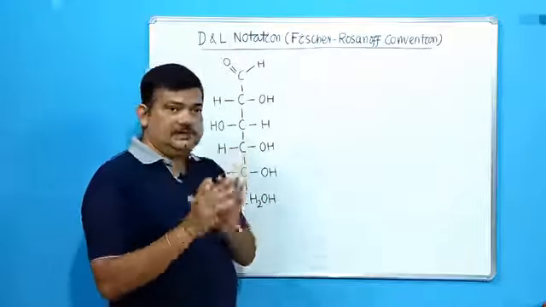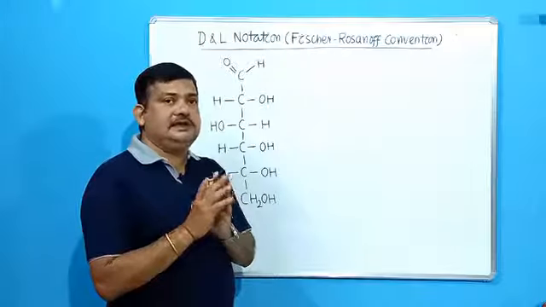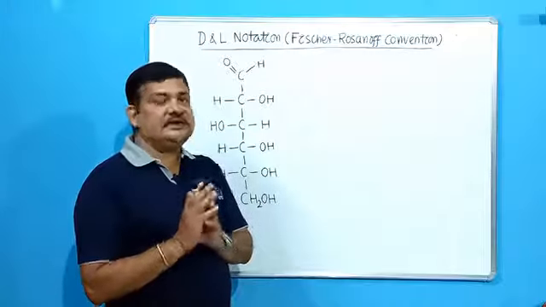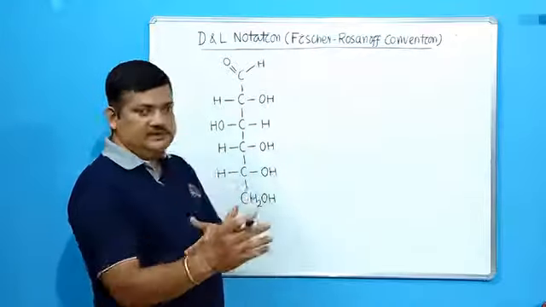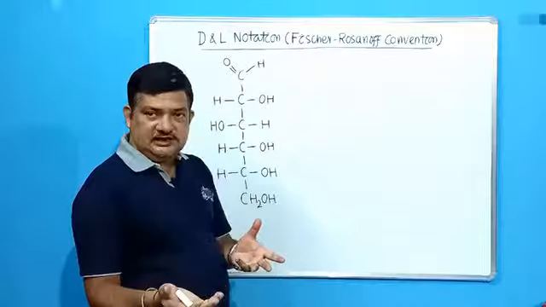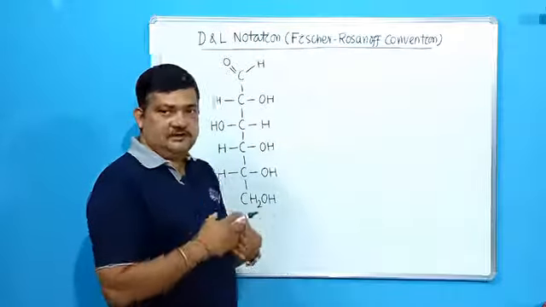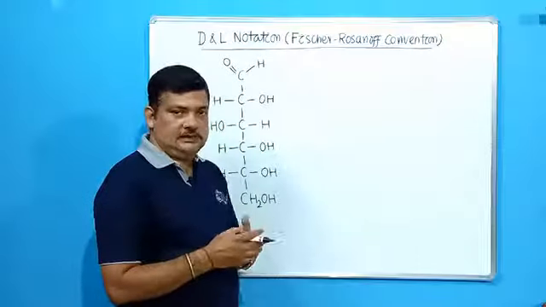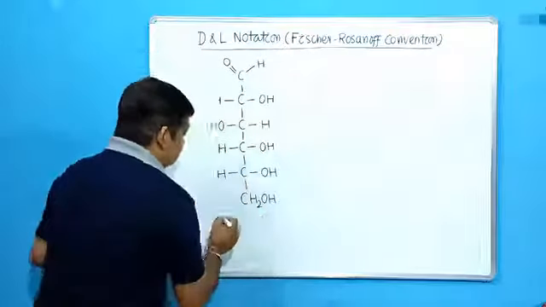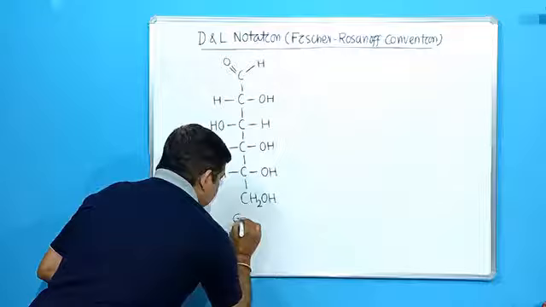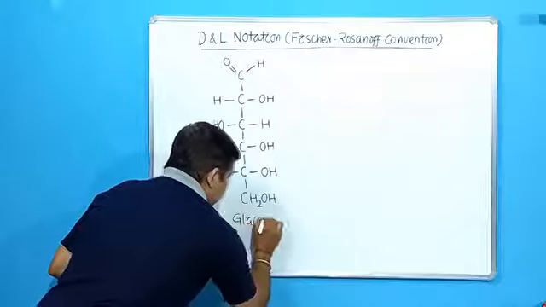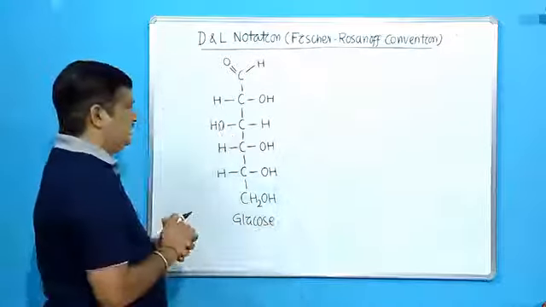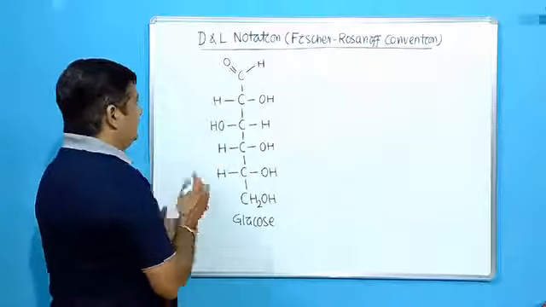Depending on the presence of the hydroxyl group, the D and L notations are assigned. If the hydroxyl group is present on the right hand side, then it is D. If the hydroxyl group is present on the left hand side, it is L. Okay. So this is the structure of glucose. Let us see what type of glucose it is, whether it is D glucose or L glucose. Okay.